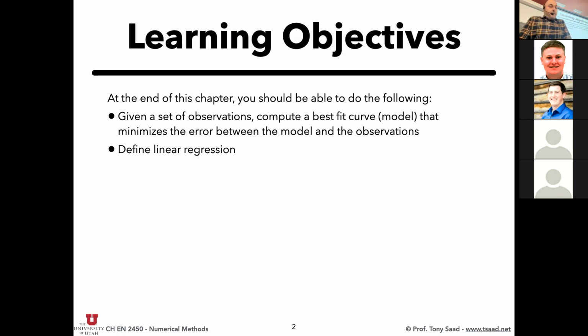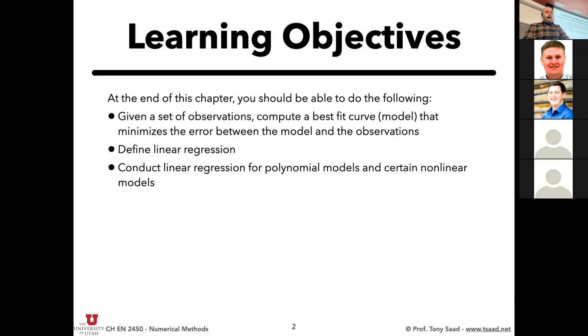Define what we mean by linear regression. Conduct linear regression for polynomial models and certain nonlinear models, which is interesting. When we say linear regression, everyone thinks that it's regression to a straight line. That is not true. With linear regression, you can do a polynomial fit, you can do a cosine and logarithmic fit, and I'll show you all the little secrets there. They're all called linear regression. The only thing linear about linear regression is that you end up with a linear system of equations for the unknowns. That's why we call it all linear regression.